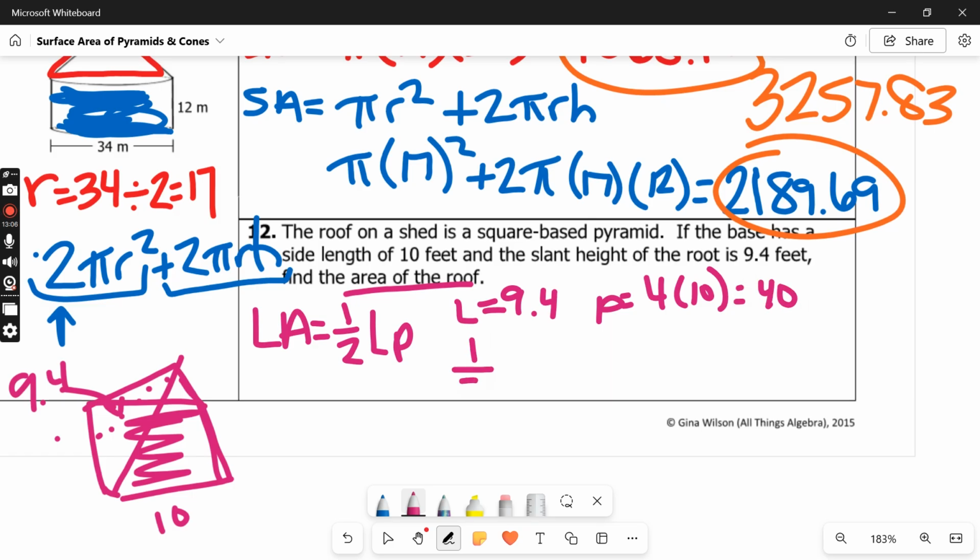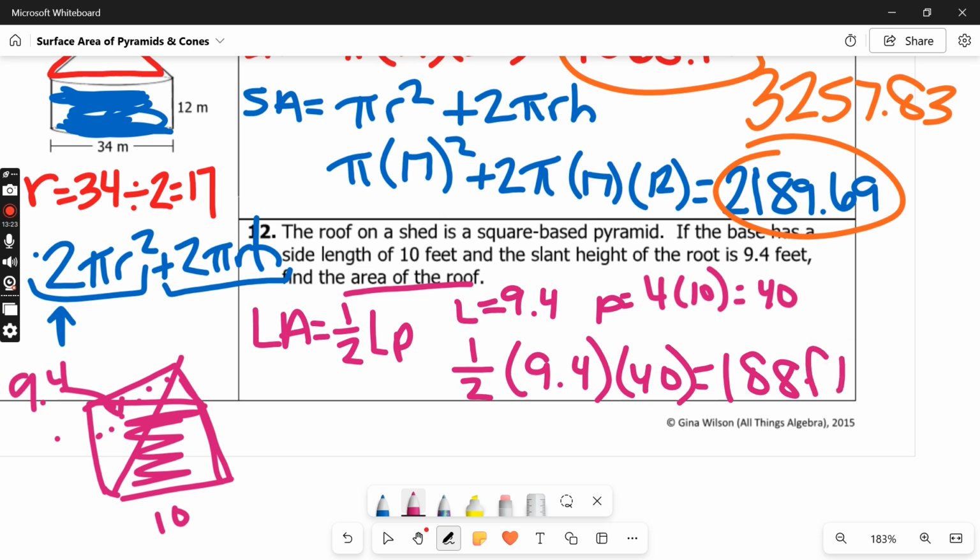So we're going to do 1/2 times 9.4 times 40. And when we do that, we get 188 feet squared. And that's it. So that finishes up our cones and our pyramids.